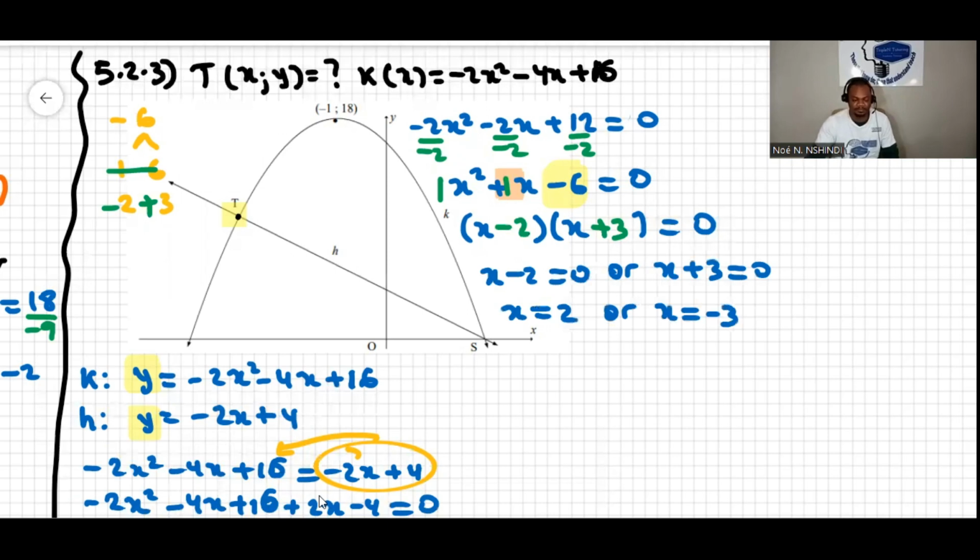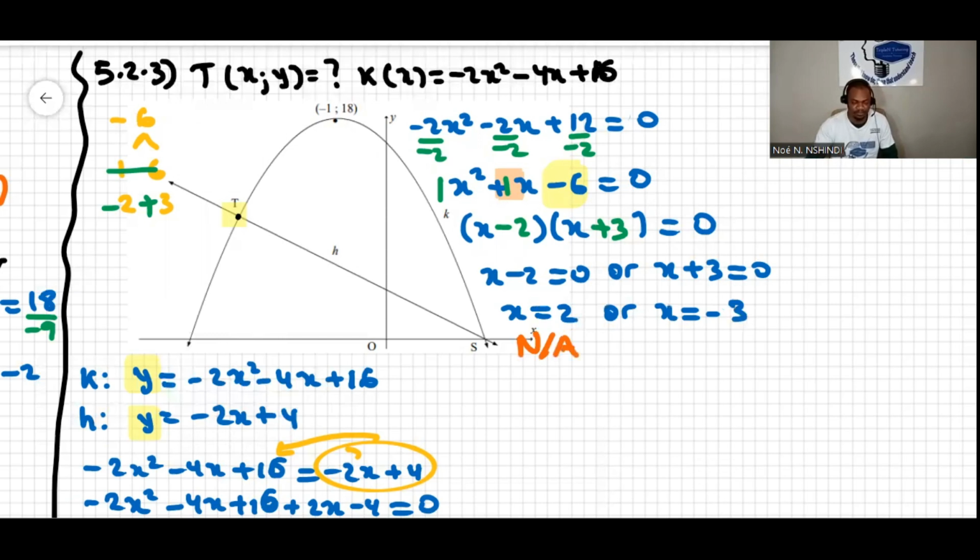Now we have two values here. It is obvious that x equal to 2 is not applicable, because the x coordinate of t lies on the negative x axis. So over here it's just NA, not applicable. So x will be equal to negative 3.